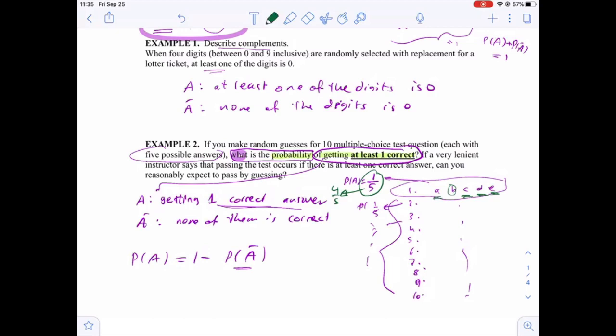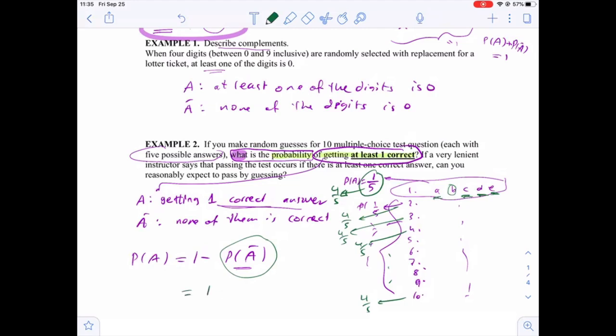So that's the probability of choosing one incorrect answer. And that's the same thing for the second question. For the third question, we have 4 wrong answers and 1 correct answer. So the probability of getting an incorrect answer is 4 out of 5. And here, same thing, up to the 50th question. Now, how to find this probability?